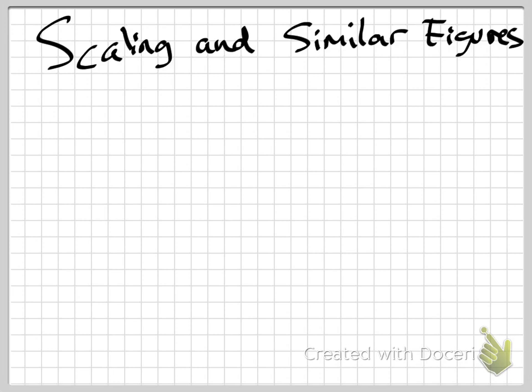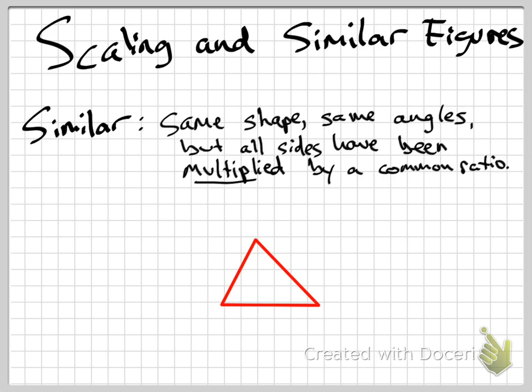And so it'll help us to define that term similar figures. Similar figures are the same shape and have the same angles, but all of the sides have been multiplied by a common ratio. And sometimes we use the word scale factor when we talk about that common ratio.